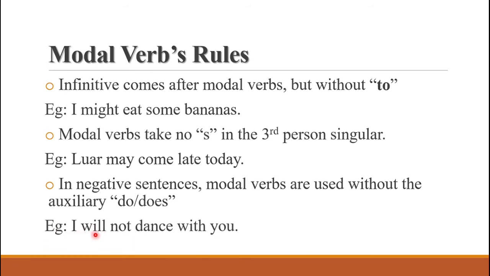I will not, I'm really sorry, we have here the example: I will not dance with you. You see, we don't have the auxiliary verb does, because if we wouldn't use this modal verb, we would have I don't dance, for example. But using the modal verb, we don't use do or does. Okay, so now let's see the structures.